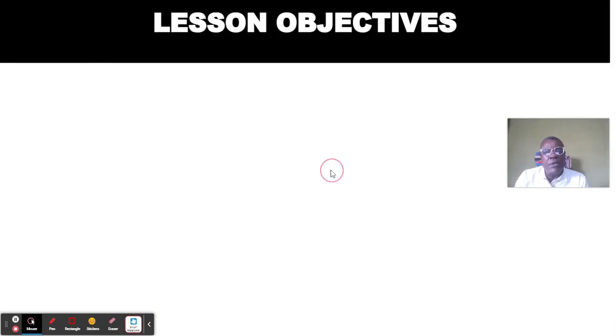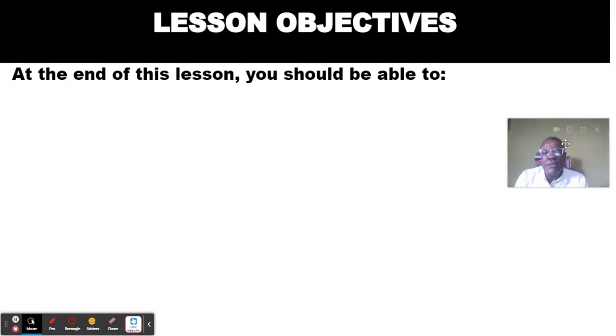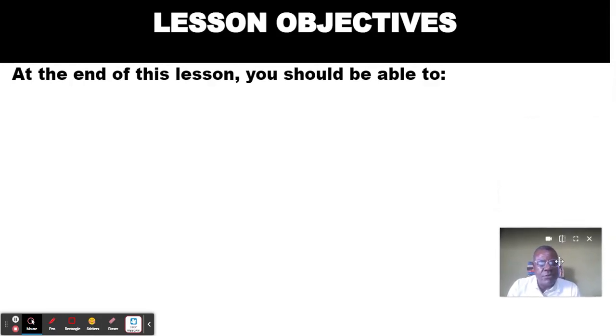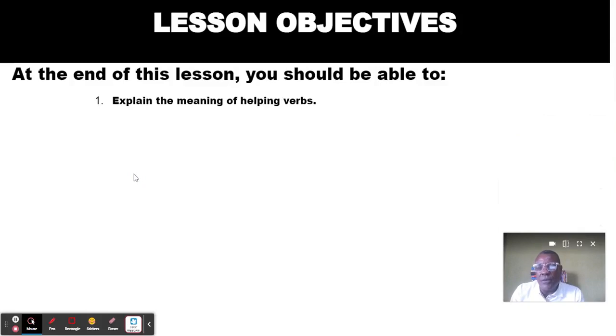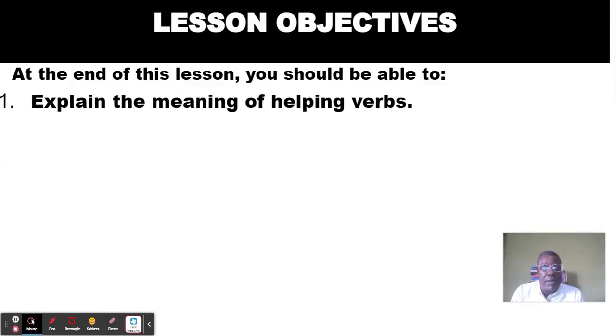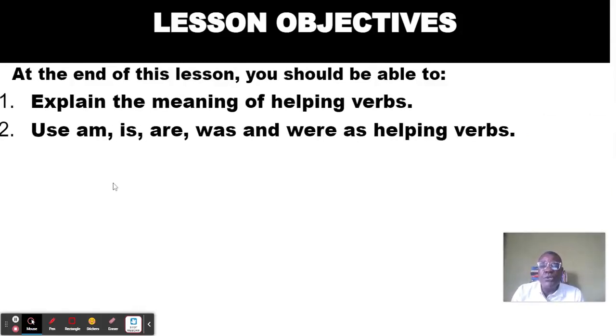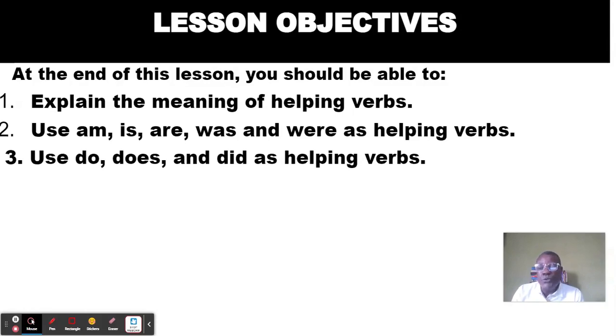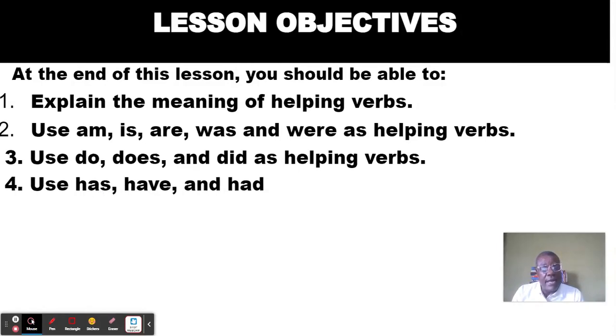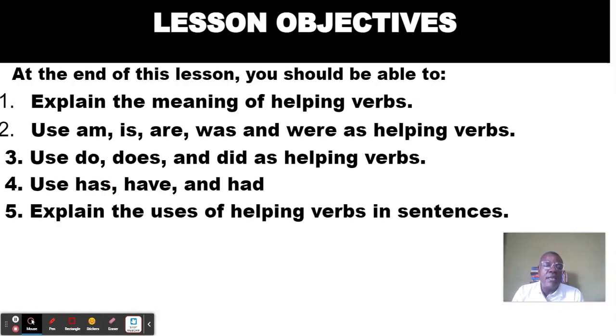We shall begin with a quick look at the lesson objectives. At the end of this lesson, you should be able to do the following. Number one, explain the meaning of helping verbs. Number two, use am, is, are, was, and were as helping verbs. Three, use do, does, and did as helping verbs. Four, use has, have, and had. And five, explain the uses of helping verbs in sentences.